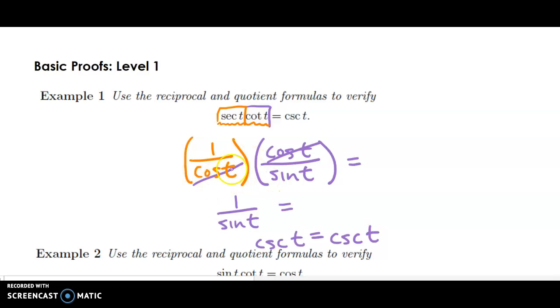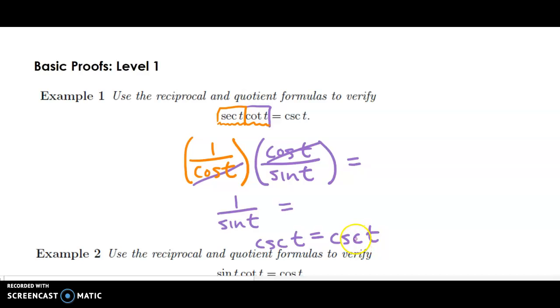Could I have just stopped once I saw that this cosine of t canceled out in the denominator and numerator of these two fractions being multiplied together? Could I have stopped there? What do you think? No, and that's the important part of proofs too. You can't just stop once you see the connection. Oh, I see when I cancel out those cosines, I'm going to get 1 over sine, which I know is cosecant, so I'm good to go. That's far enough. No, you are not done with the proof until you have in your final step cosecant of t is equal to cosecant of t.